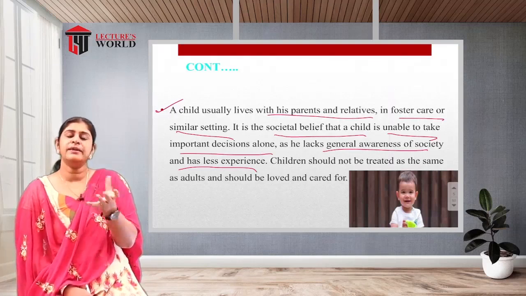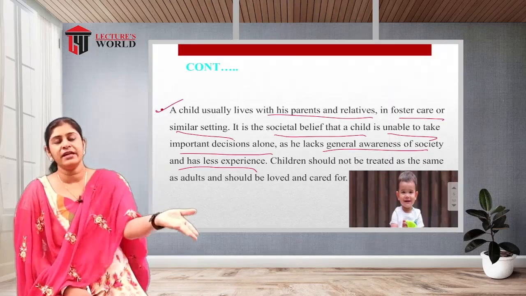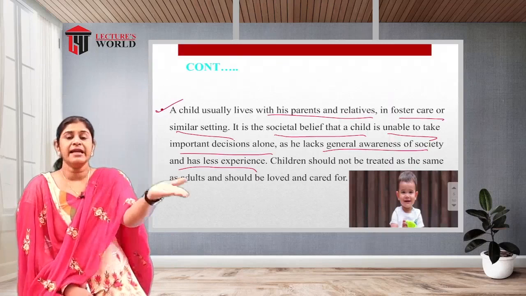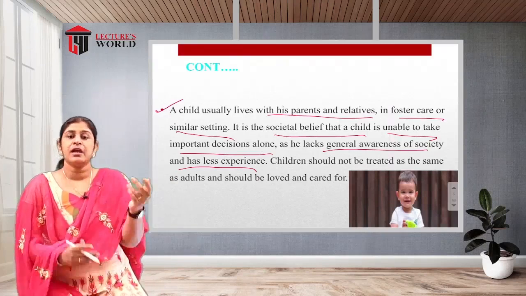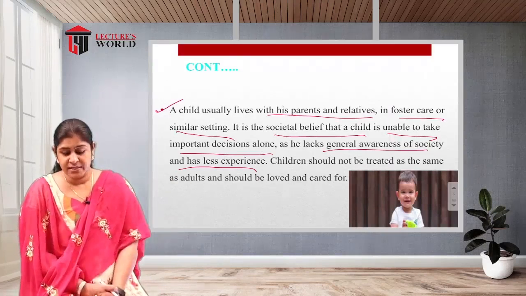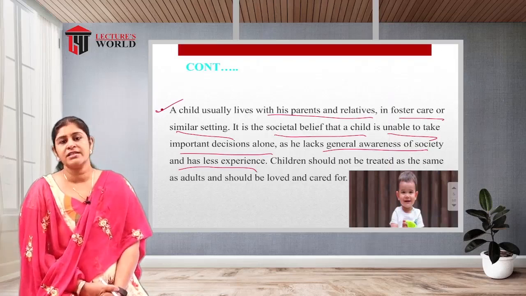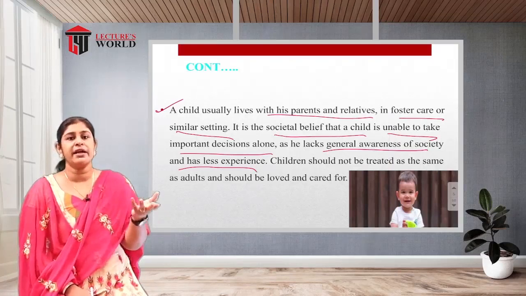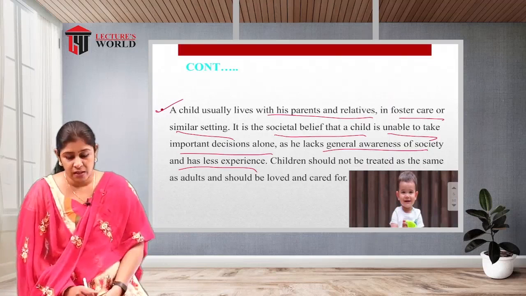Now, these are not natural beliefs. Who has developed this belief? This belief has been developed by society itself. So we can say it is a societal belief that a child is unable to take important decisions. Why? Because he lacks certain general awareness of the society and the child does not have the experience.